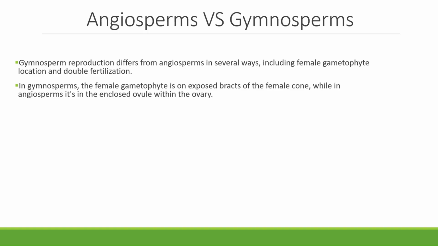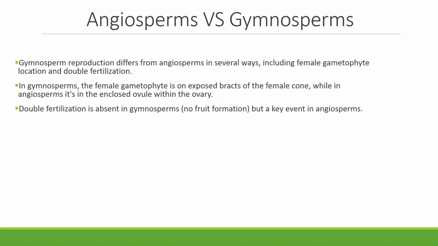Whereas in angiosperms, the female gametophyte is enclosed and protected inside an ovule that is itself contained within the ovary. Double fertilization is completely absent in gymnosperms, which lack the ovary tissues that are derived from the secondary fertilization and lead to what we call the fruit. But it's the key event in angiosperms that produces both the embryo and the nutritive endosperm.